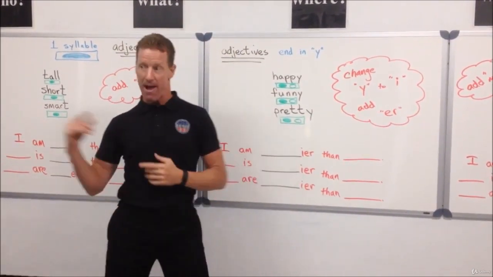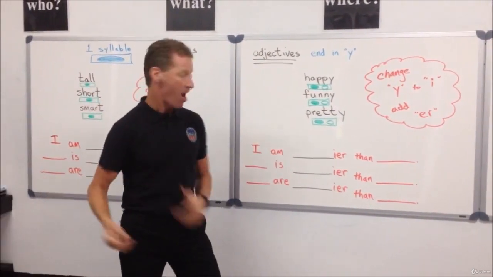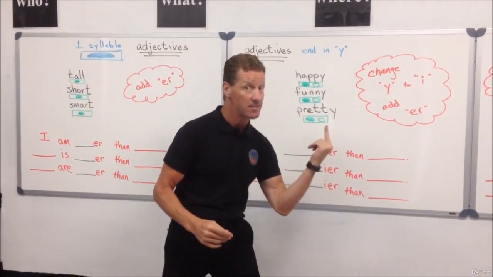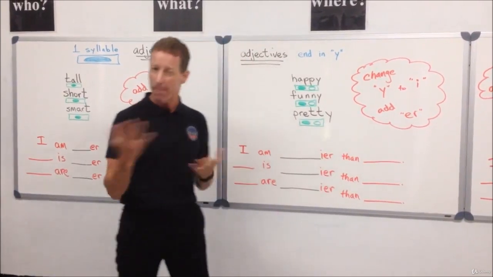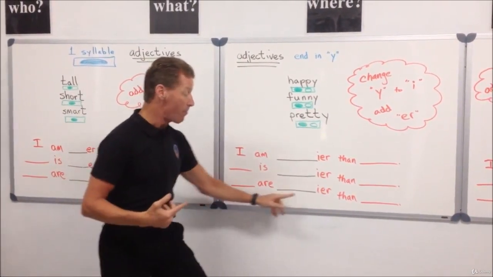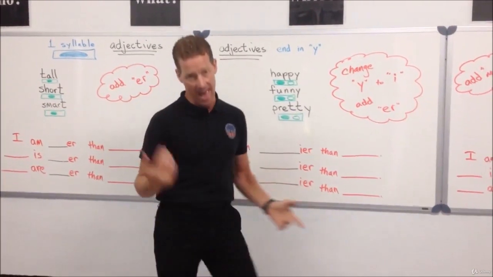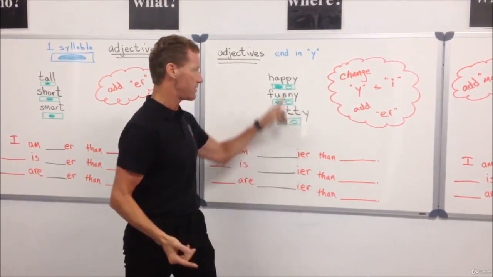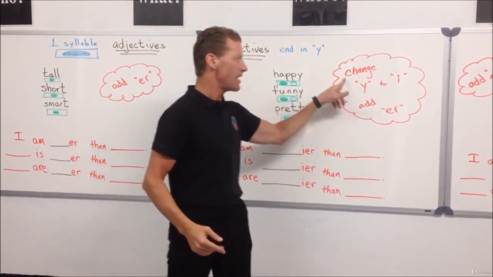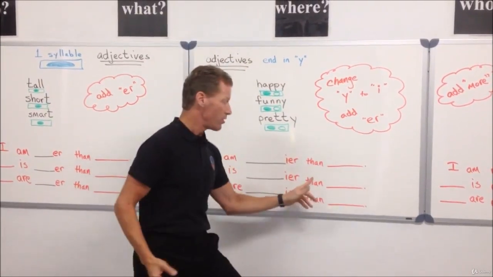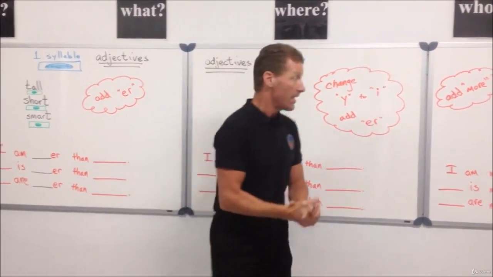Pretty. My friends are pretty. My cousins are pretty. But my cousins are prettier than my friends. So all adjectives ending with Y, change the Y to I, add ER. And to use the comparative, use than.